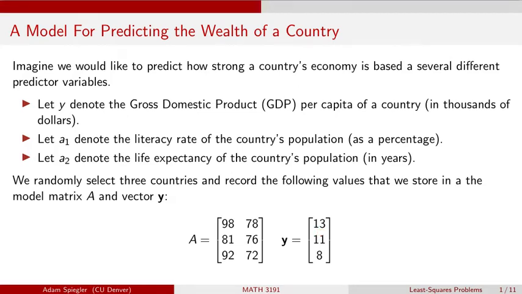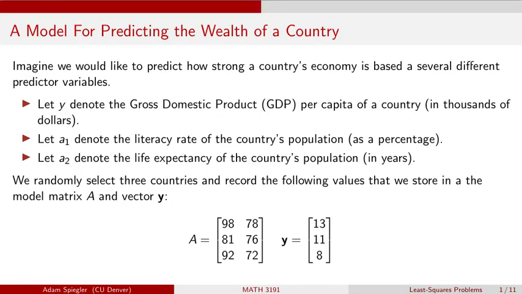Country 2 has a literacy rate of 81%, a life expectancy of 76 years, and their GDP per capita is $11,000. And country 3 has a literacy rate of 92%, a life expectancy of 72 years, and their GDP per capita is $8,000. Based on this sample of 3 countries, I would like to come up with a model that says, given these 2 values, how can I predict the country's GDP per capita? And then we could apply this to countries where maybe we know their values for A1 and A2, but we don't know their value for Y.